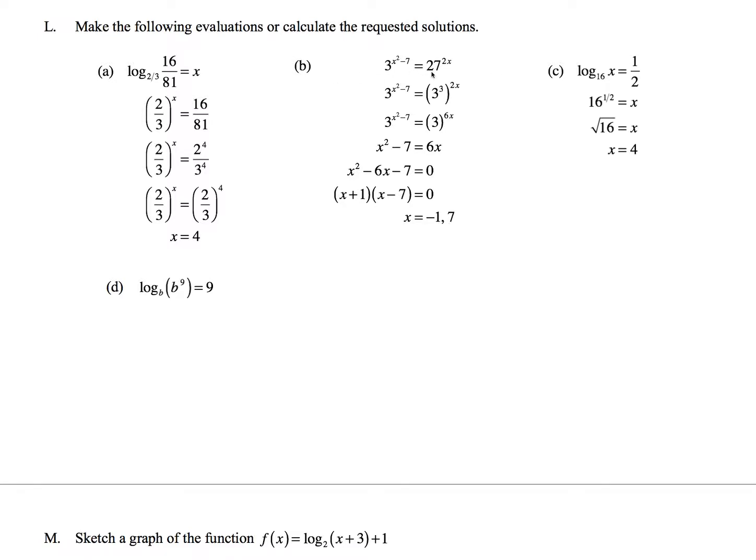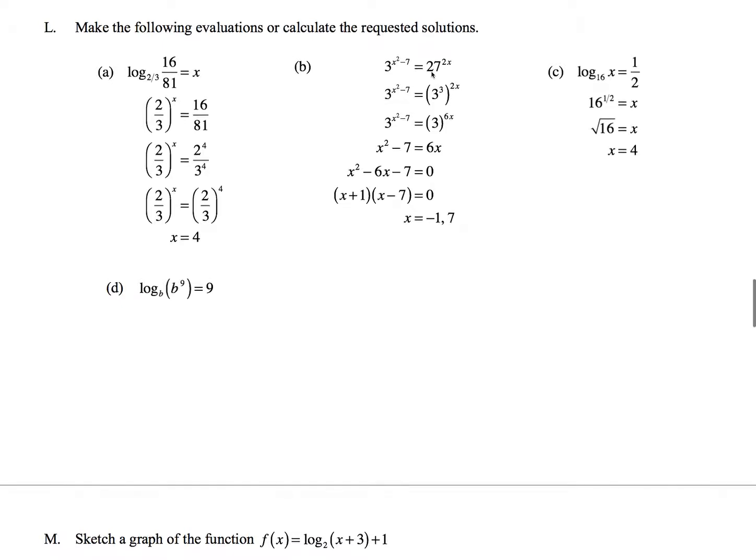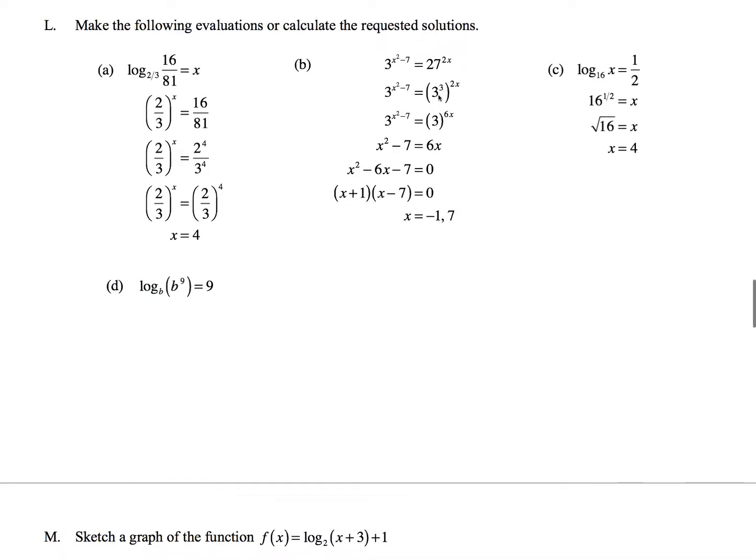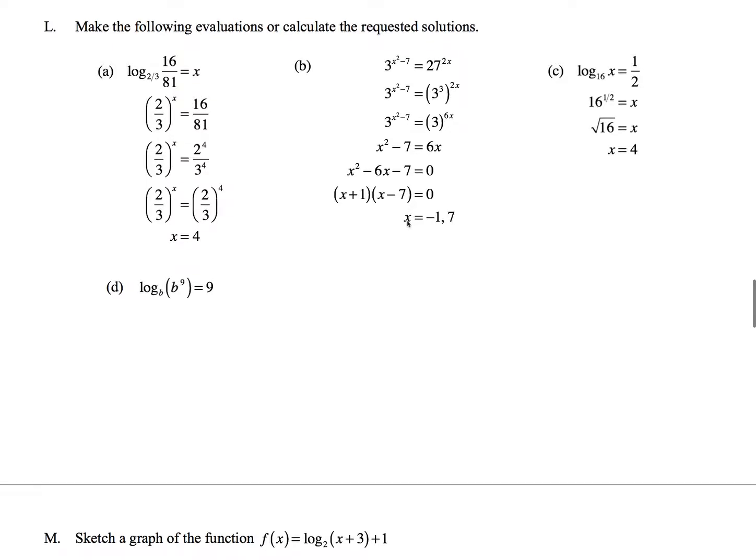Alright, now for part B, we're just writing both sides with the same base. 27 is 3 cubed, so I write that here. I put it inside parentheses, and then I bring the 3 out and multiply by the exponent. So this is then 3 to the 6x. Now I set the exponents equal to one another. X squared minus 7 equals 6x. Subtract 6x from both sides and factor. So x plus 1 times x minus 7 tells us that the solutions are x equals -1 and x equals 7.